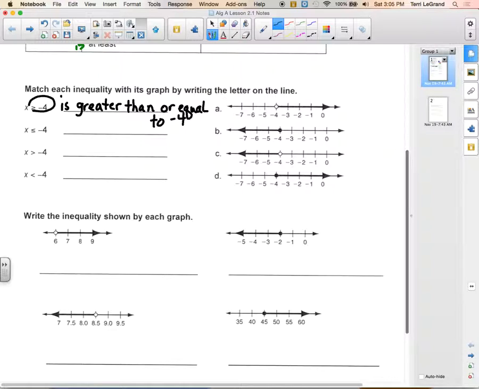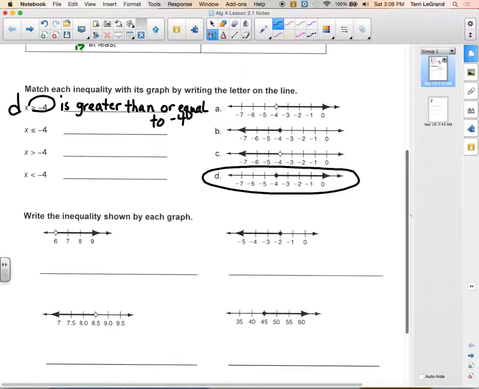And then the equal to part means -4 can be included, so -4 would need to be shaded in also. So here's our graph right here that has the numbers that are greater than -4 shaded, and -4 itself is shaded because any of those numbers, -4 or these numbers, are greater than -4. So graph D is going to be our graph for that one.